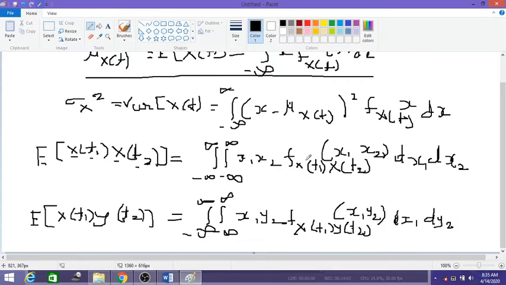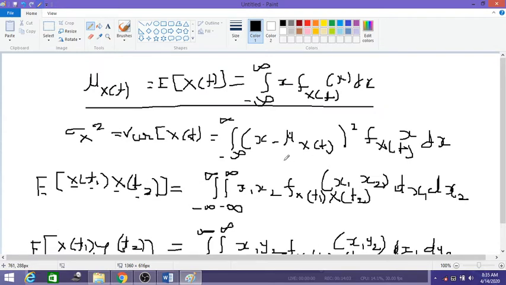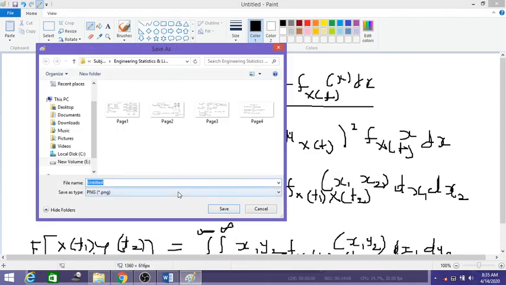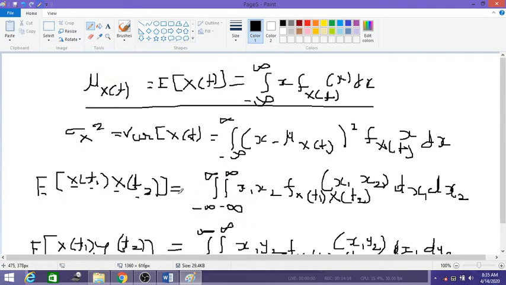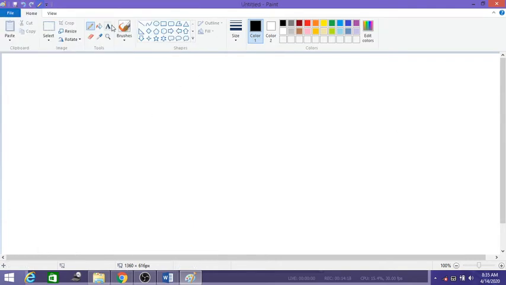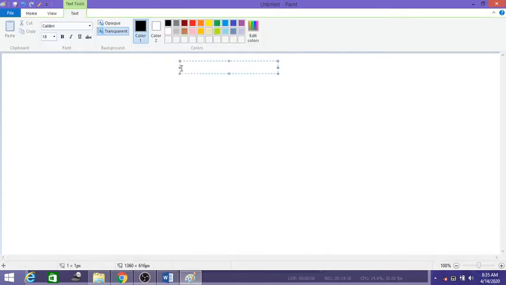So now let us look into the stationary process. What is the meaning of a stationary process? Let me save this page here. I'll call this page 5. Let me take a new page here. So we'll talk about stationarity.